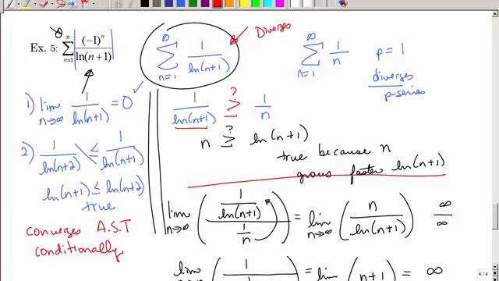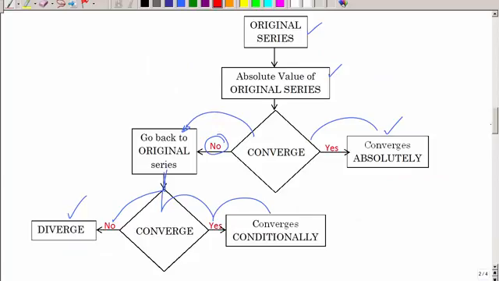Anytime really you see a natural log, it usually means you're going to do a little bit more work. You really need to know the algorithm for absolute and conditional convergence. And so again, start with the original series, take the absolute value. If it converges, yay, you're done. If not, go back to the original, which usually is an alternating series most of the time. If it converges, you're done, and it's conditional convergence. And if it also diverges, the whole thing diverges.